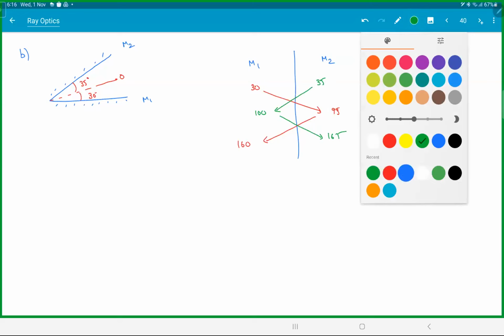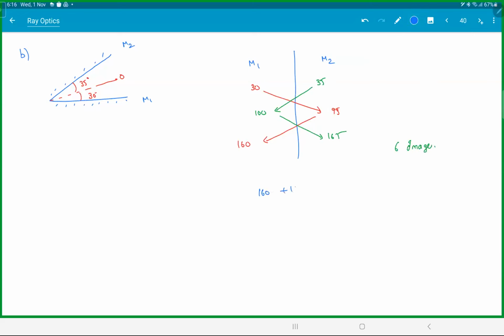We have to check too, right? 160 plus 165 plus 65. 320, 70, 390. This is not equal to 180 or 360, so it's fine. 6 images. The last 2 images are not coinciding. Clear with this? Easy?